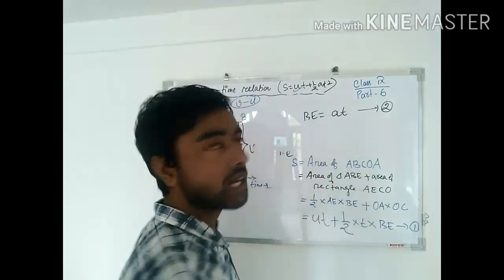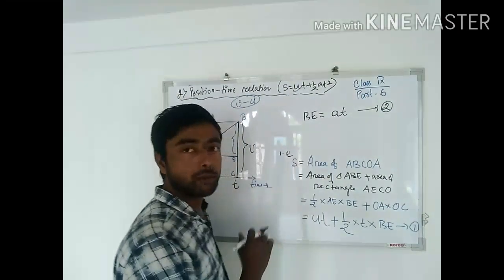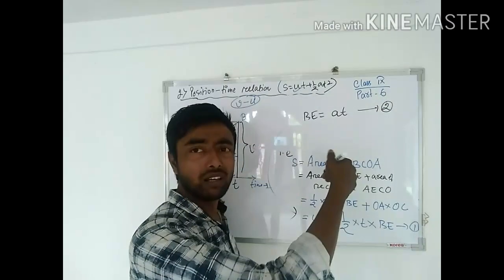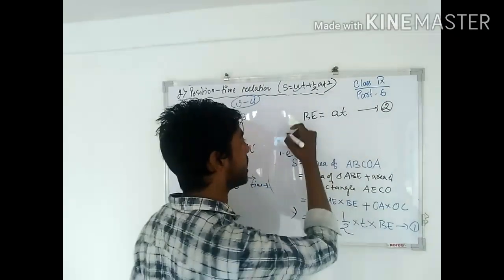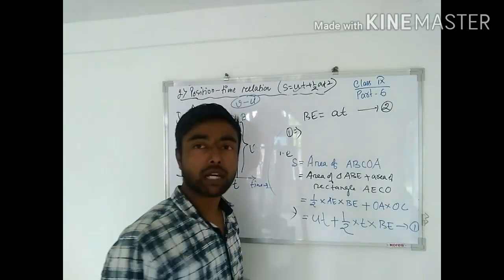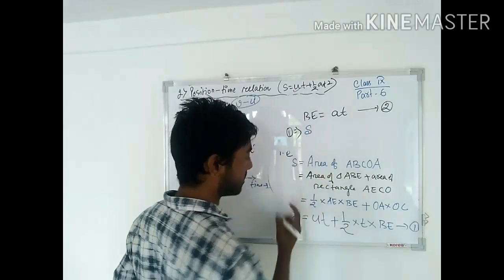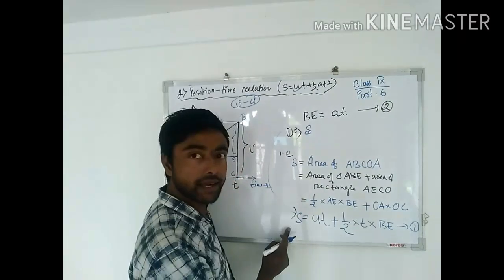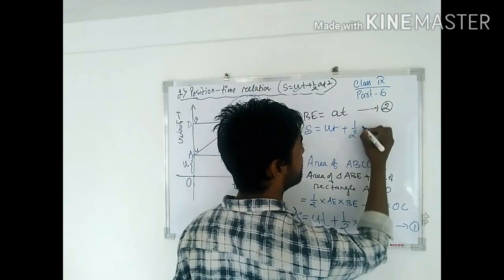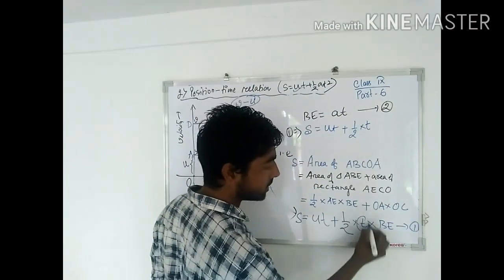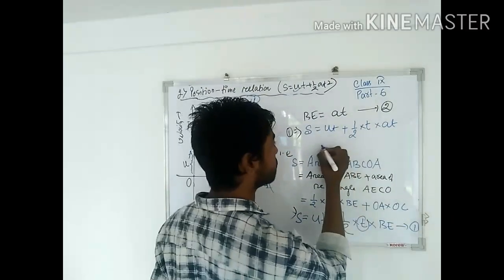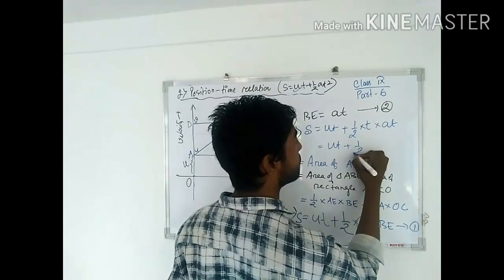So BE का वैल्यू कितना आ जाएगा? 80 आ जाएगा. अभी BE का वैल्यू कहाँ पे पुट करना है? इक्वेशन नंबर 1. Putting the value of BE in equation 1 we will get, क्या मिलेगा हमें? S. ये लेफ्ट हैंड साइड क्या है? S है ना? S is equal to UT plus half. ये एक T है ना, ये T है, और BE का वैल्यू कितना है? 80 है. So what it will be? UT प्लस हाफ A आ जाएगा.